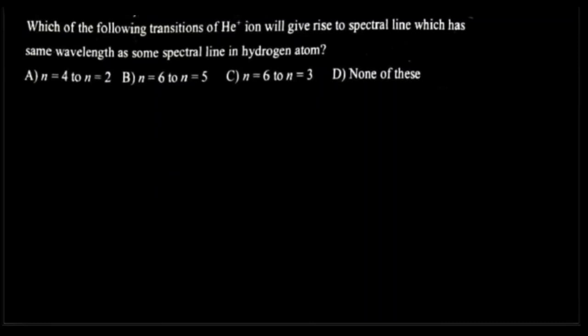So the next question is this one. This is from the atoms. The question is, which of the following transitions of He plus ion will give rise to a spectral line which has the same wavelength as some spectral line in the hydrogen atom? You have to take some more time, but in general, n is equal to 4 to n is equal to 2 in helium becomes n is equal to 2 to n is equal to 1 in the hydrogen atom. So let's prove it.